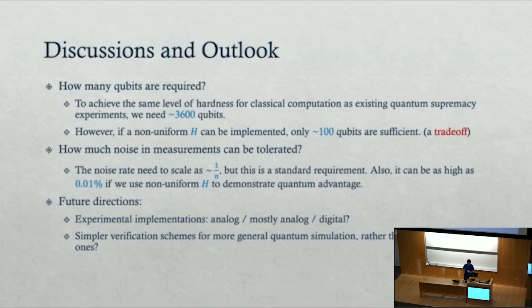It would definitely be very interesting if we can implement this idea in any experimental platforms, whether analog, mostly analog, or digital. We're also interested in whether there can be simpler verification schemes for more general quantum simulations rather than just the commuting ones or the somewhat trivial ZZ plus Z kind of Hamiltonians. So this concludes my talk, and thank you very much for your attention.